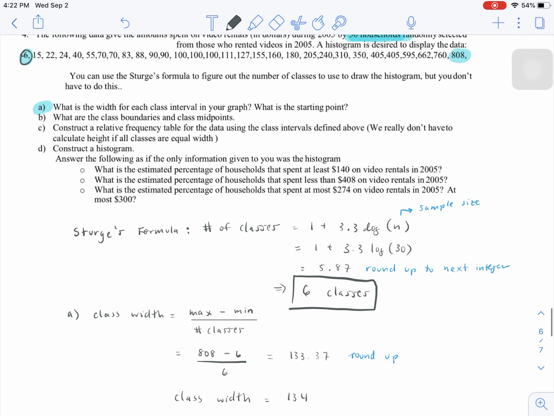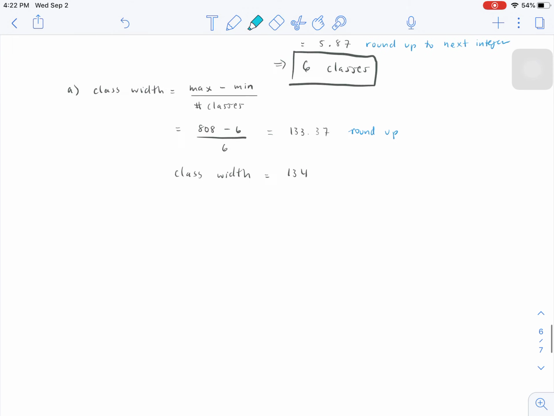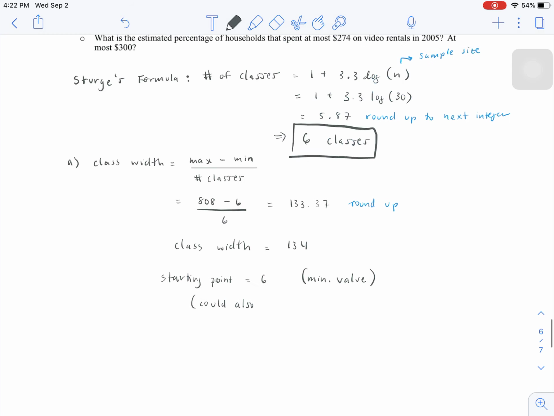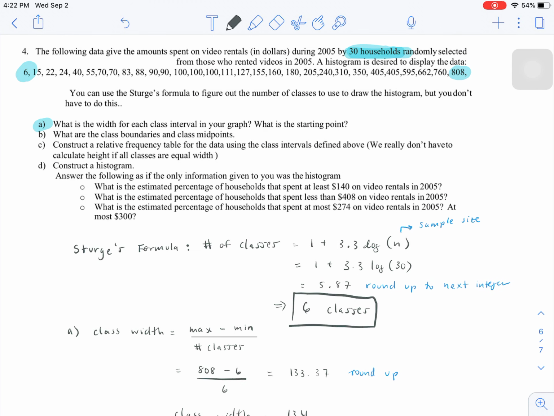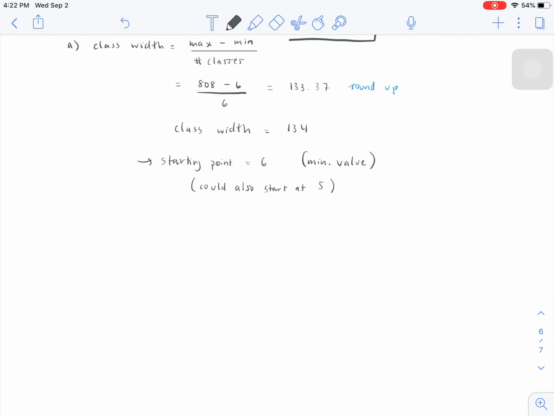And always, we like to start our classes at the minimum value in our data set. So our starting point is 6. There's another convention, you could also use one less than our minimum. So instead of starting at 6, we could also start at 5. Up to you. I'm going to stick with 6.